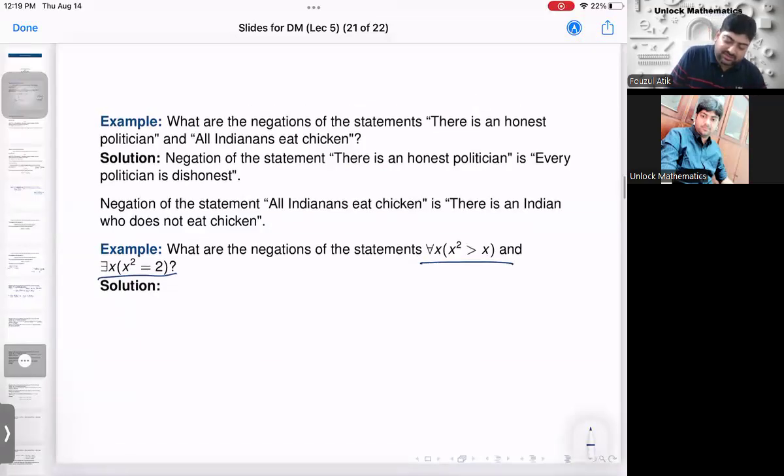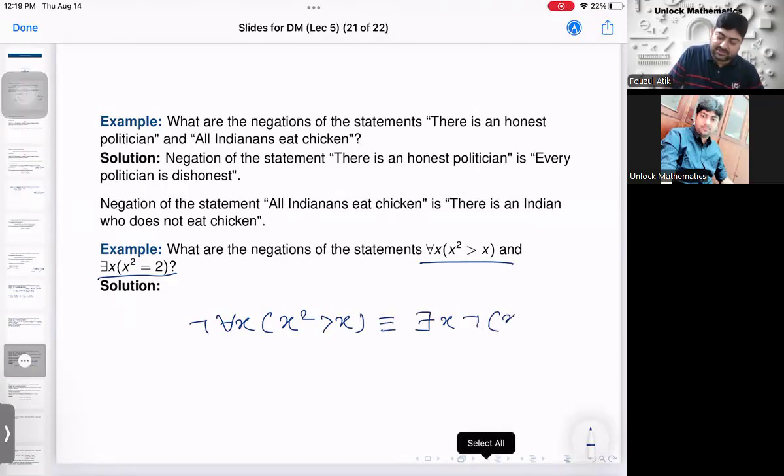So I have, this is even very easy. For all x, x square greater than x. You have to find the negation of it. That means you have to put a negation here. What is the negation? We know that if I have for all x, this will become there exists x. Then this will become not of x square greater than x. Right?